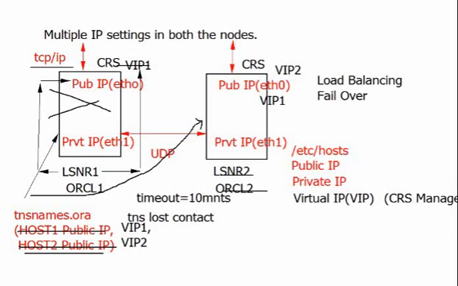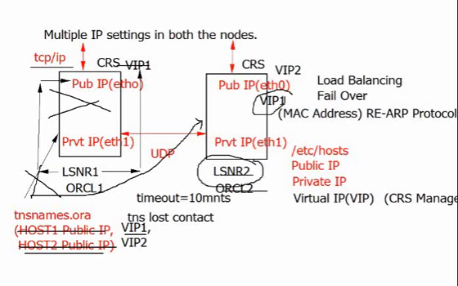ARP is a protocol, the Address Resolution Protocol. It means that the next node, node number 2, immediately broadcasts VIP1's new MAC address to all connected clients. Now all the connected clients, when they get the notification that VIP1 has a new MAC address, immediately mark their connected sessions on node number 1 as invalid, and they try to reconnect to VIP1 on the other node. But the listener running on the other node does not listen to VIP1. It listens to the public IP and to VIP2.